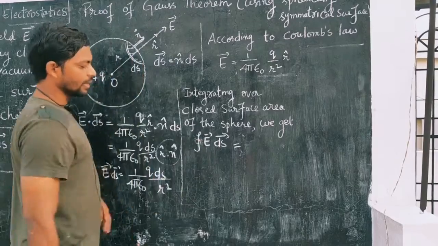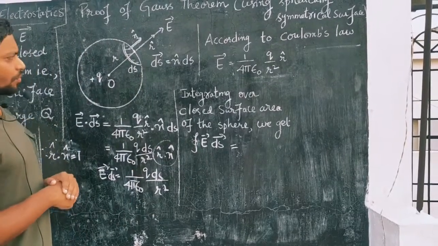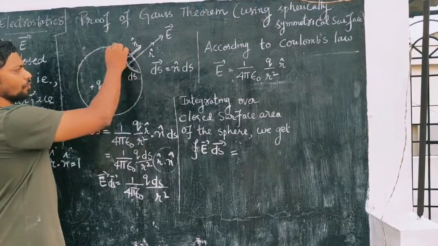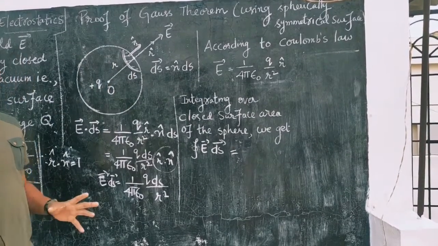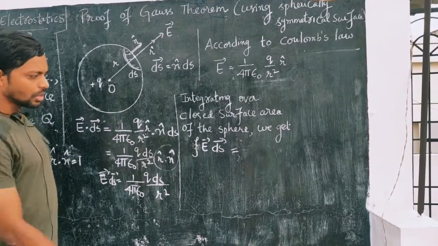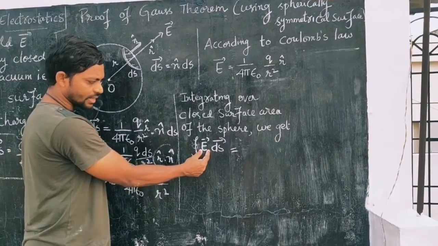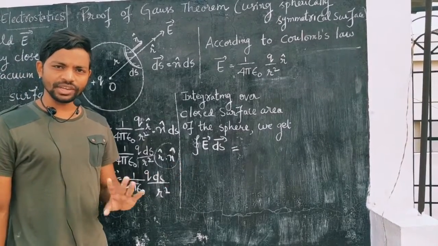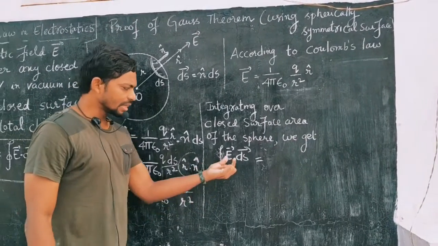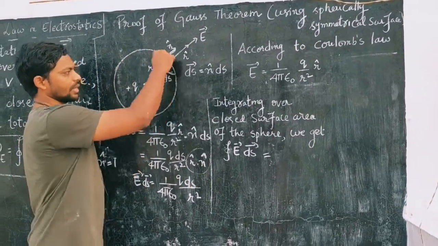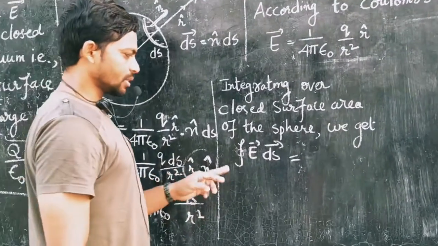When we are doing this integration, the electric field intensity over this surface is the same because all points are at the same distance, so the electric field intensity will be the same. So let us bring this electric field intensity outside the integration, because integration is applicable only for variables, not for constants. Since E is constant everywhere on this surface at a distance r, I bring this outside.